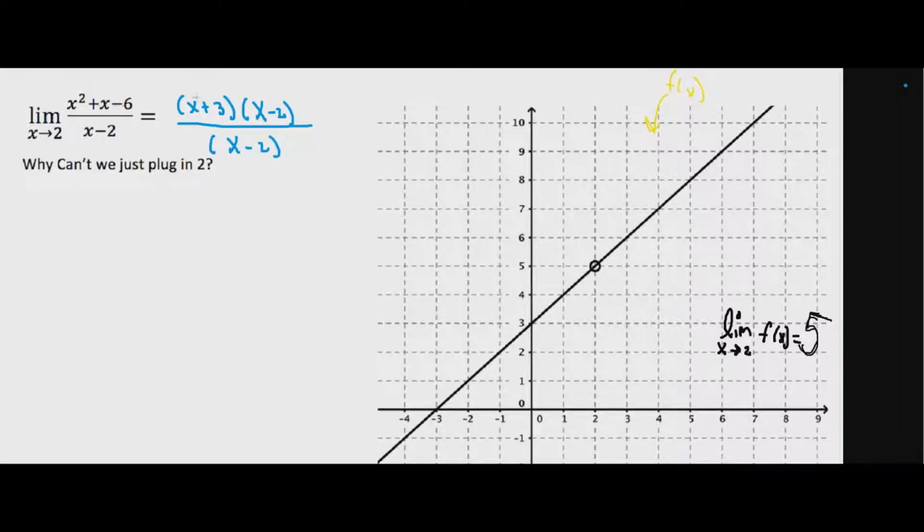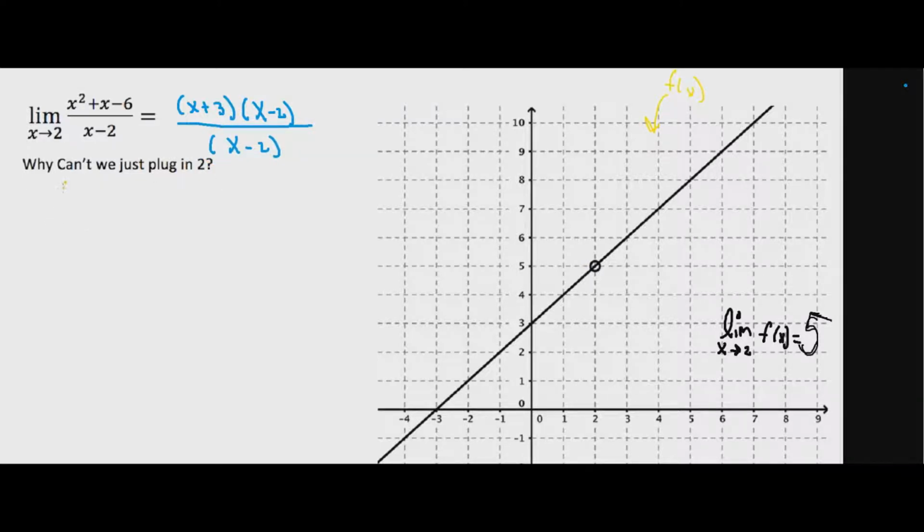All right, well, you'll notice here 3 times negative 2 gives me negative 6, and 3 plus negative 2 gives me the positive x right there. All right, so now that it's in fully factored form, I think we can hopefully start to see why we have a hole in our graph, and that's because we have the same factors in the numerator and the denominator. Whenever we have the same factors in the numerator and denominator, that gives us a hole on the graph at x equals 2. And basically, it begs the question of why can't we just plug in 2? So let's go ahead and try.